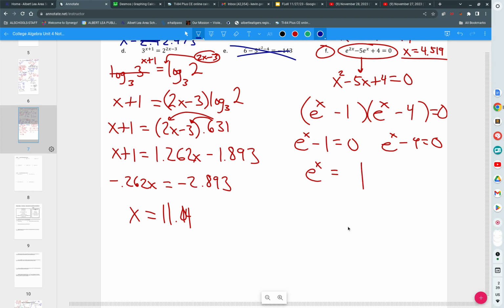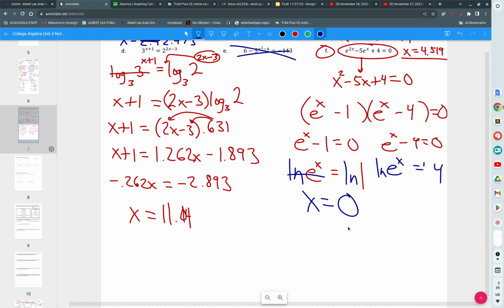Excellent. So Evie's seen this. E to what power is 1? 0. And if you were to solve it, a lot of people don't see this, but you get x equal to the natural log of 1, which is 0 because e to the 0 power is 1. Okay? So there's two ways to kind of see that. The next side, you add the 4, you get e to the x is equal to 4.